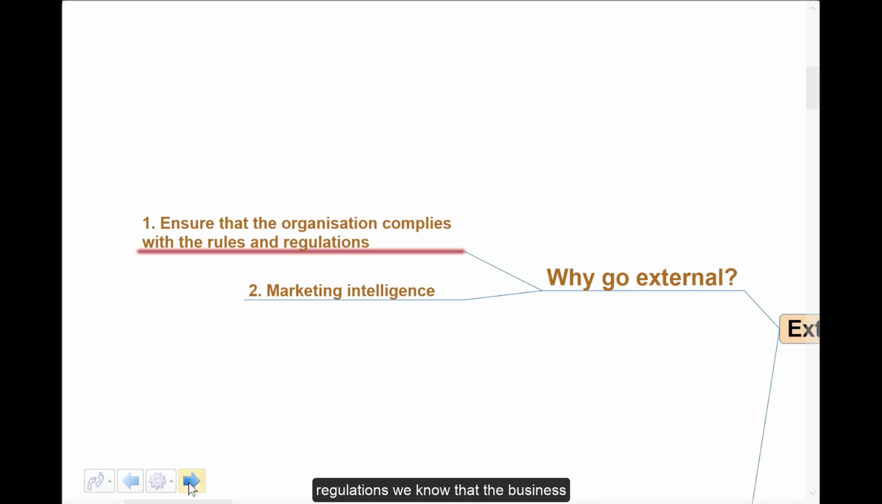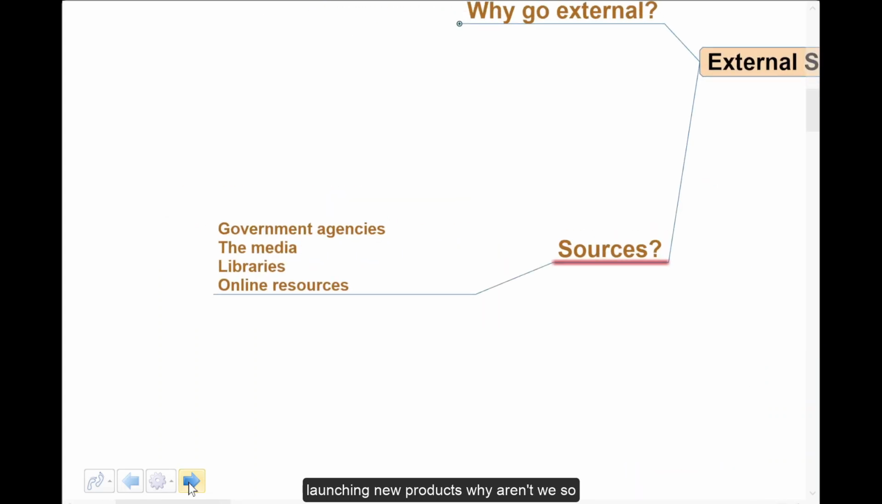We know that the business landscape is complex and is becoming more and more complex. Think of data protection as an example. Think of big data and security concerns. Outside of that, we know that outside the organization, there's a lot of information, particularly now, in relation to the industry, perhaps from a government body, or possibly in relation to competitors. What are competitors doing? Are they launching new products? Why aren't we? So, in terms of sources, a variety.